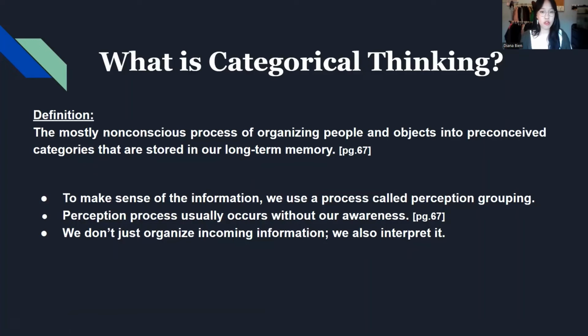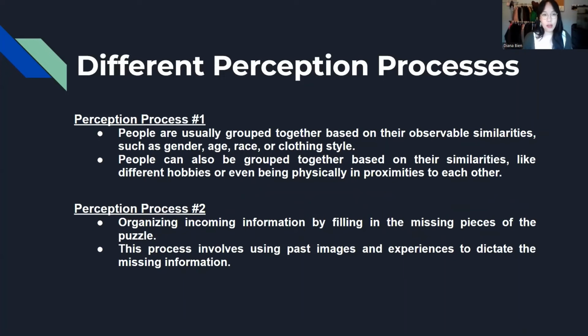Perception process usually occurs without our awareness. We don't just organize incoming information, we also try to interpret. So there's different perception processes. Categorical thinking is just one of them.